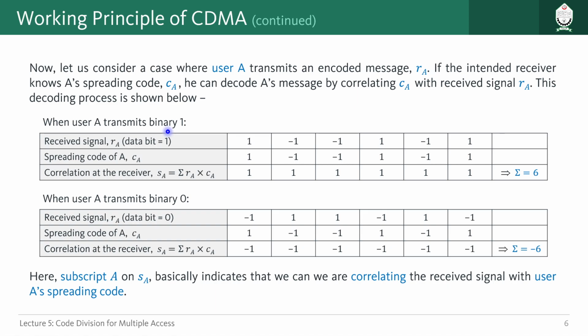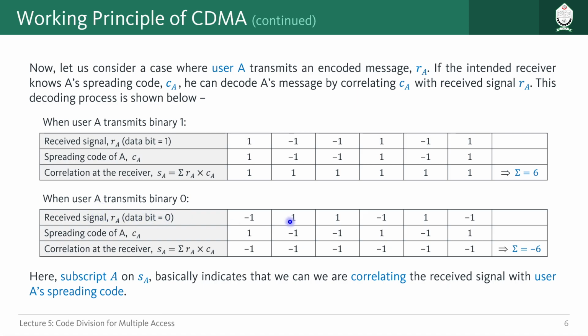Now what if user A transmits binary 0? Then we know what he has to do is user A has to take his spreading sequence, then he has to take the complement of that, then transmit that, right? So you see this was the spreading sequence, complement of that should be obviously this one. So you see 1 complement, minus 1 complement, 1. So this is actually denoting data bit 0 for user A.